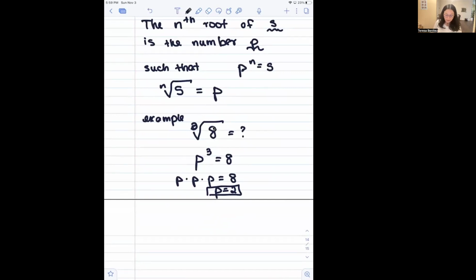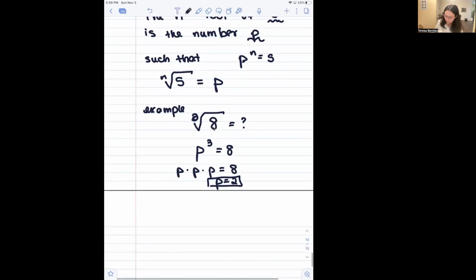Now, notice that when I have an odd number, then I can have a negative for s. Let's go one thing at a time, and for this we follow the notes.